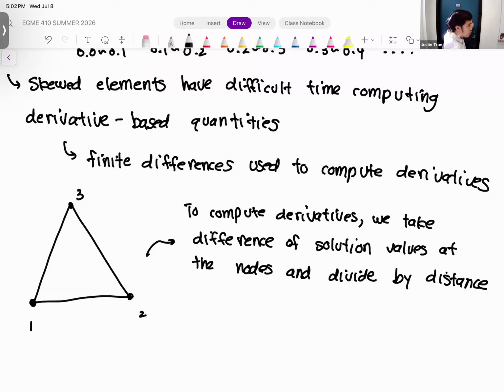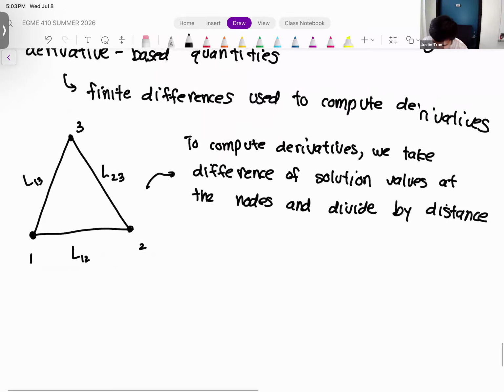That's essentially how finite difference works. And so finite difference just gives us a way to approximate a derivative. We just take the difference between two quantities and we divide by how far apart. Okay? And so if we define, right, I'm going to define the lengths of the different sides here. So I'm going to define the length on the bottom as L12. This is going to be L13, which is the length between node 1 and node 3. We have L23.